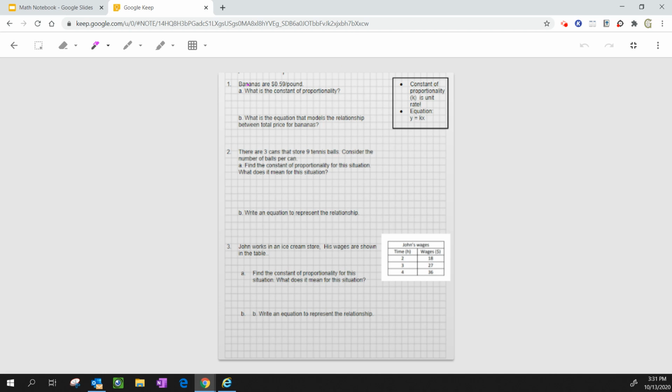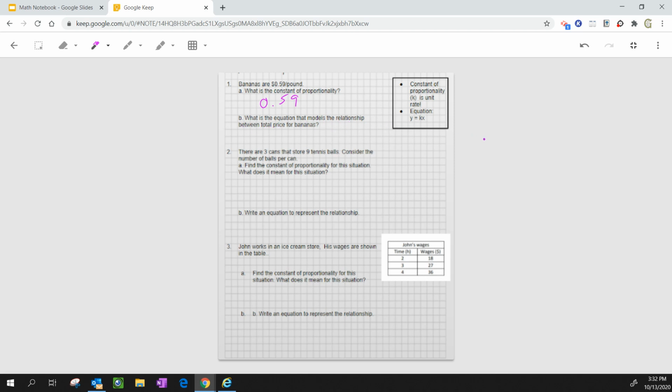So first problem, we have bananas are 59 cents per pound. So in other words, 1 pound costs 59 cents. The first question says, what is the constant of proportionality? Well, the constant of proportionality is the unit rate. So if it's 59 cents for 1 pound, then my constant of proportionality would be 0.59. So just that number represents the unit rate. I don't have to label it for our purposes here, so we don't have to put the cent sign, just leave it 0.59.